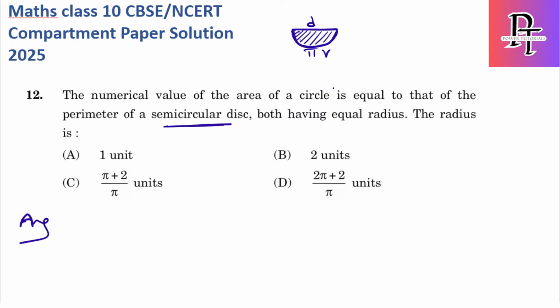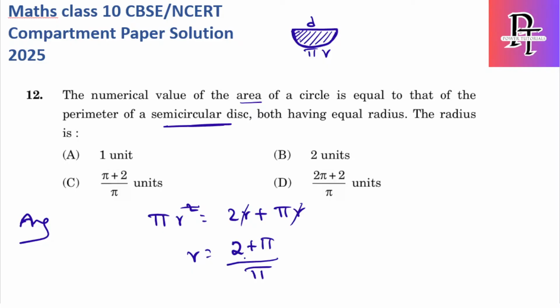It will be D, which is the diameter, plus half of the circle, which is pi r. So they're asking the area of the circle is equal to the perimeter of the semicircular disc. The formula is pi r square is equal to the perimeter of the semicircular disc, which is D, which I will write as 2r plus pi r. So I can simply cancel out one r. So I will get r value as 2 plus pi, or pi plus 2 by pi.